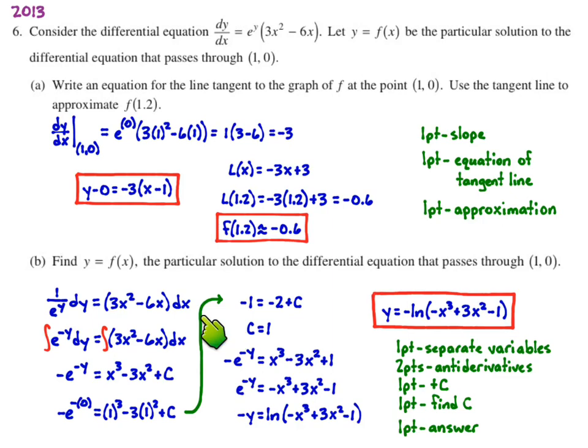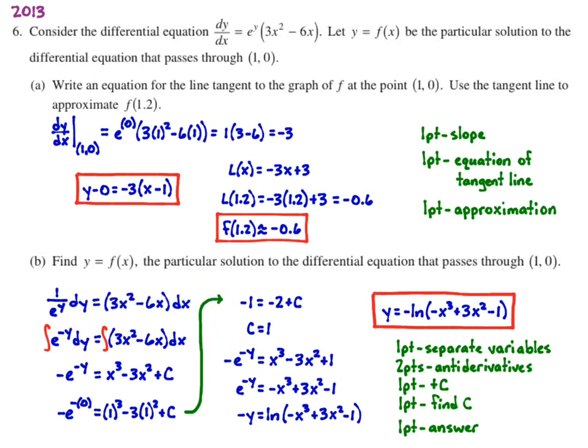The other issue, and it's even a bigger issue, is that if you do not separate your variables correctly, then you automatically get 0 out of the entire problem. And that is a huge issue. 6 points in this case goes a long way on the AP exam. So you have to make sure that you are separating your variables correctly. You have to make sure you know when you're supposed to separate your variables.